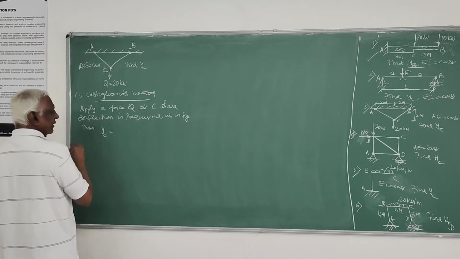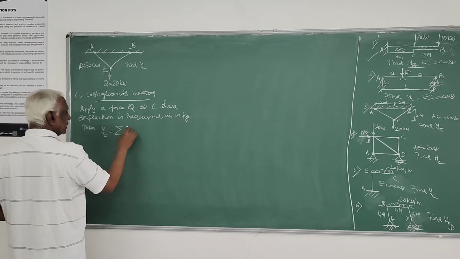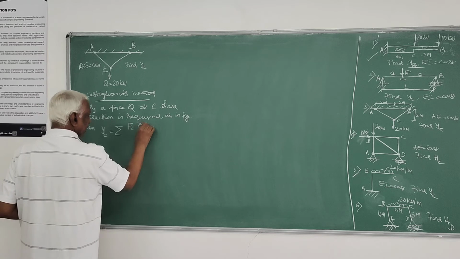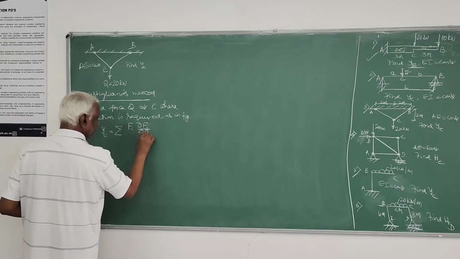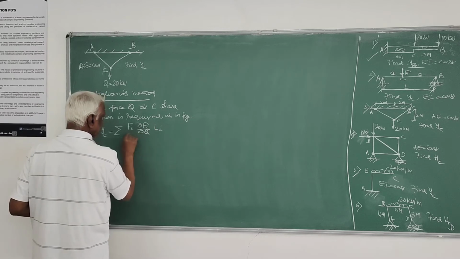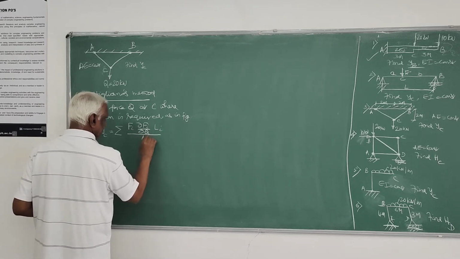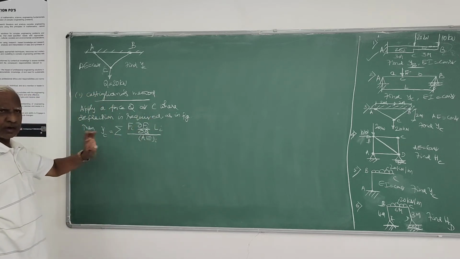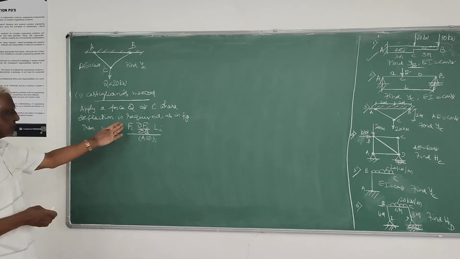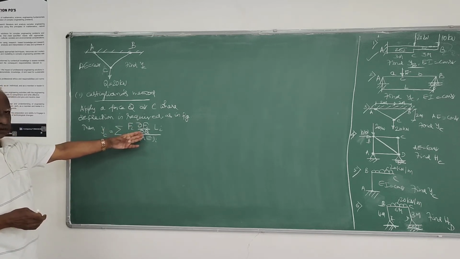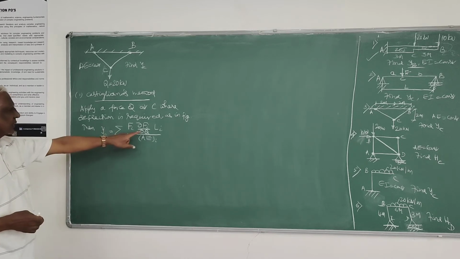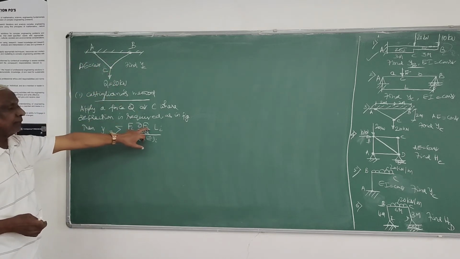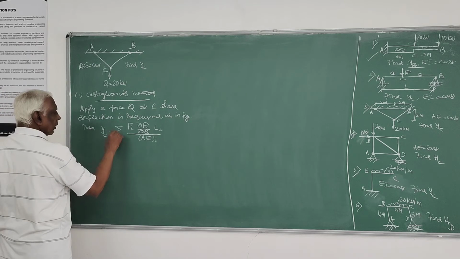Then YC is given by sigma of Fi delta Fi by delta Q, Li divided by AEi. Because it's a truss, we have to use the equation for the axially loaded member, that is Fi delta Fi by delta Q into Li by AEi, where this Q is the load applied and Fi is the force in all the members, any member i equal to 1 to n.